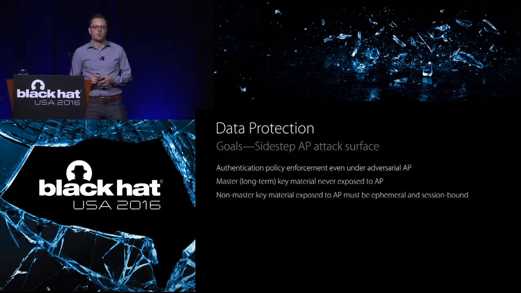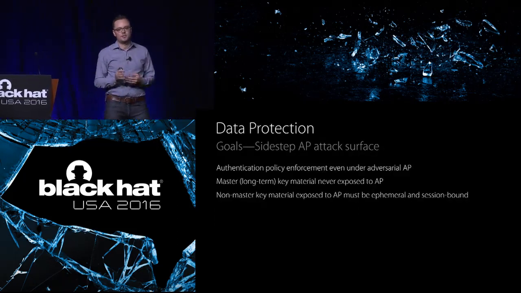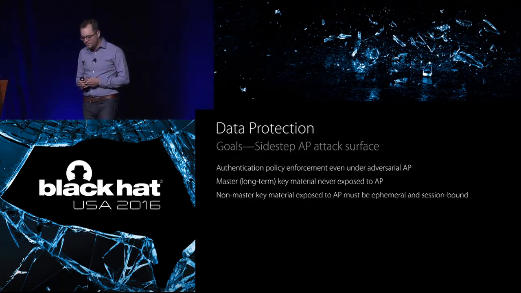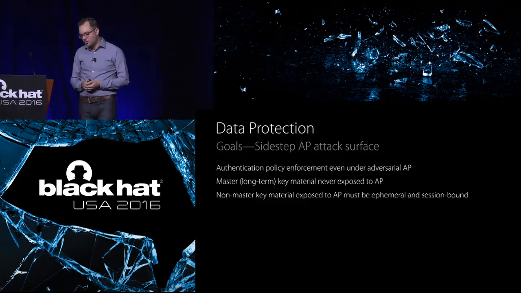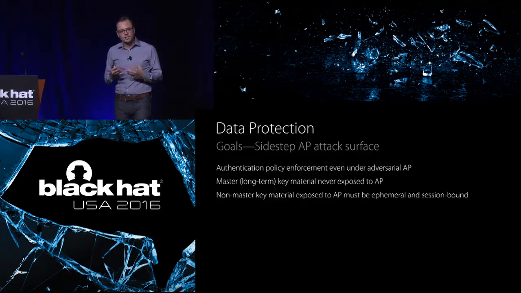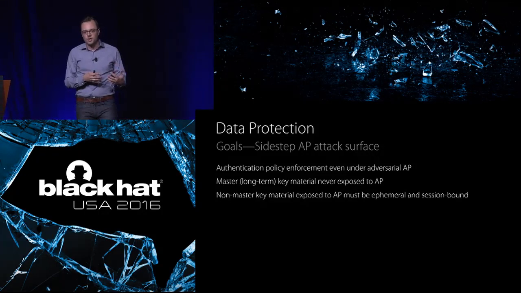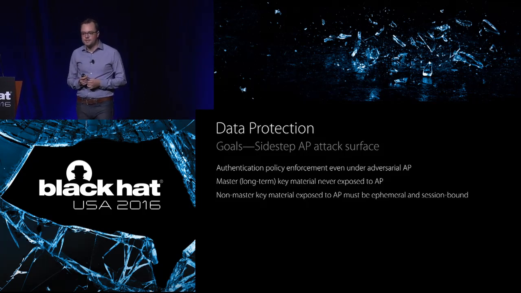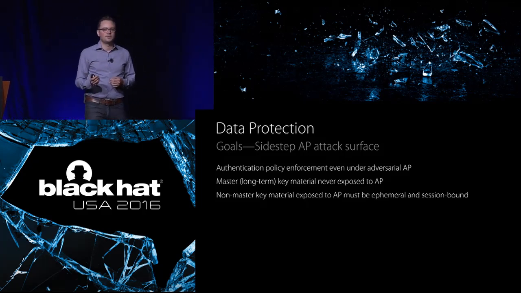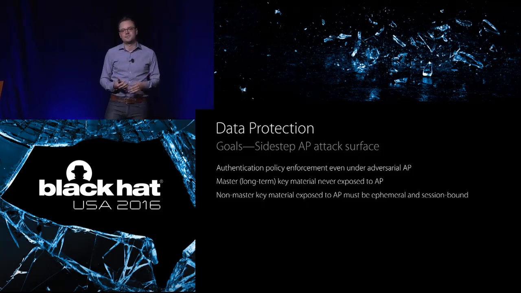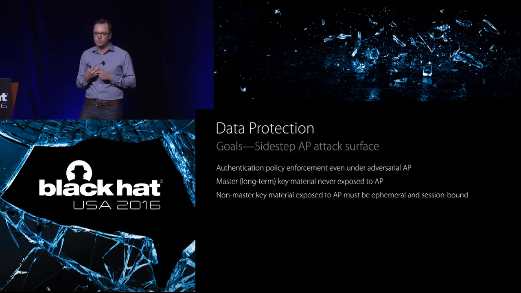But we also had one more goal, which is to entirely sidestep the attack surface for the AP. This is the application processor. This is the normal CPU that runs all the rest of the code in the operating system. And so what does it mean to sidestep the surface? Well, it means that the authentication policies that I described, such as our hard limits, need to apply even under an adversarial AP. And no long-term key material should ever be exposed to the AP. Any short-term key material that's exposed needs to be ephemeral and needs to be bound to the session, which means it basically stops being valid after the device is rebooted.